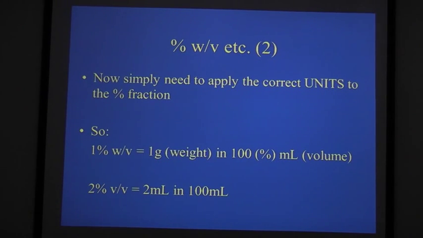So now we simply need to apply the correct units to the percentage fraction. If we have a 1% weight to volume, it means we've got 1 gram, which is your weight, in 100 mils, which is your volume. It's 100 because of the percentage. So 2% volume to volume means you've got 2 mils, because it's a volume, in 100 mils. If that's 2% W to V, that would be 2 grams in 100 mils.